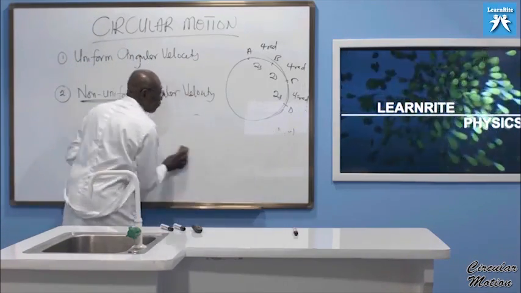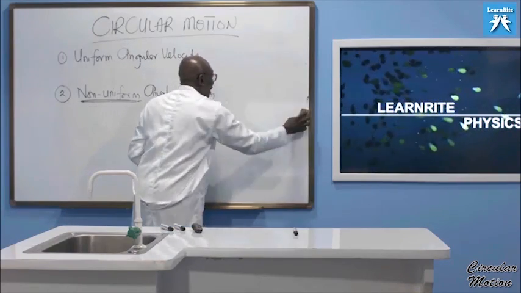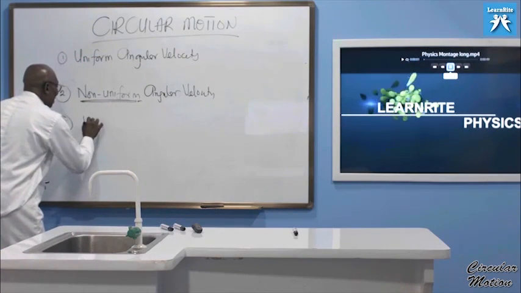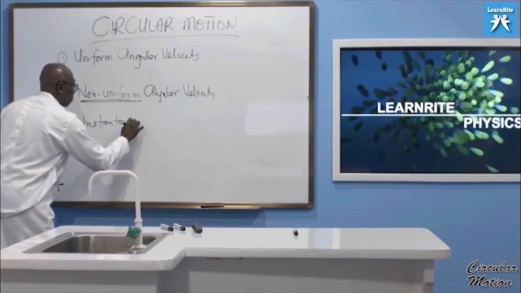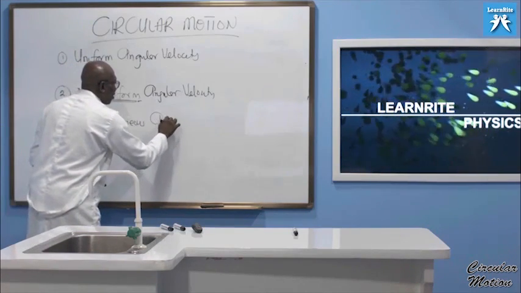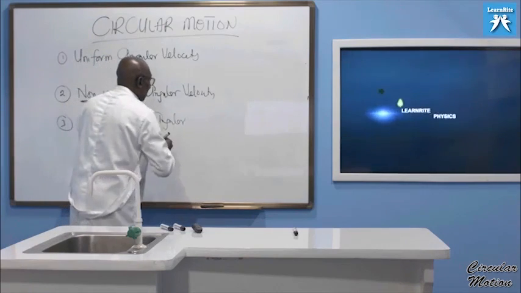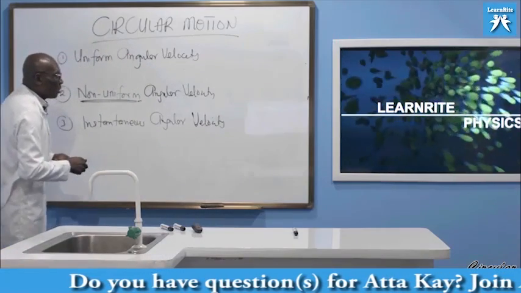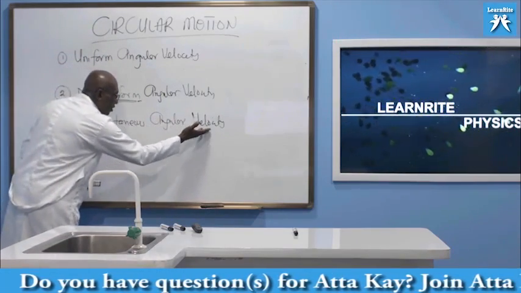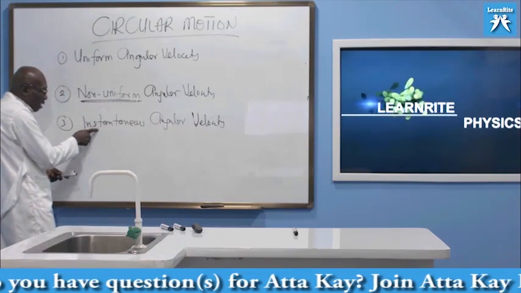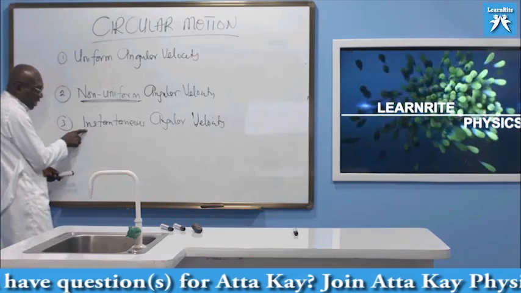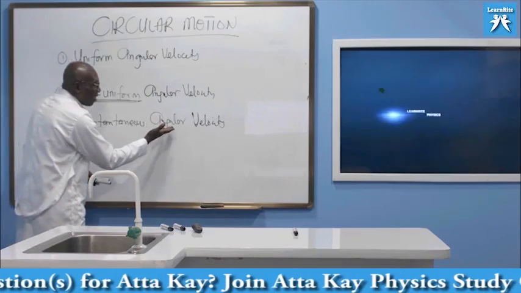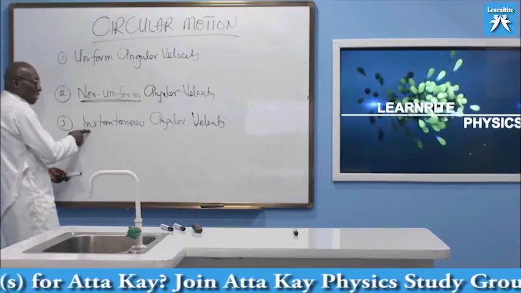The next type of angular velocity is instantaneous angular velocity. What is it? It means that we are looking at the angular velocity at a particular instant. From the word instantaneous, we can say that we are looking at the angular velocity at a particular instant. This is what it means.